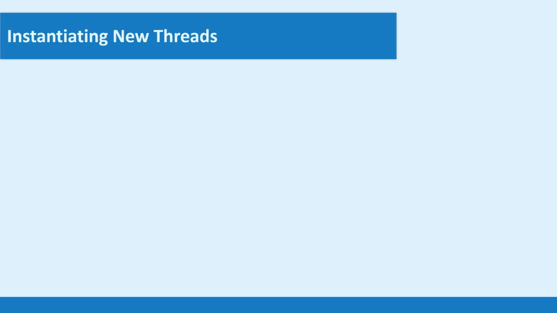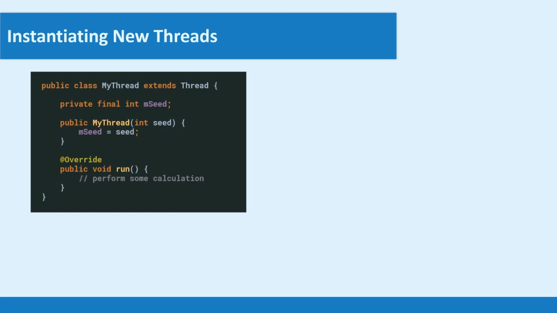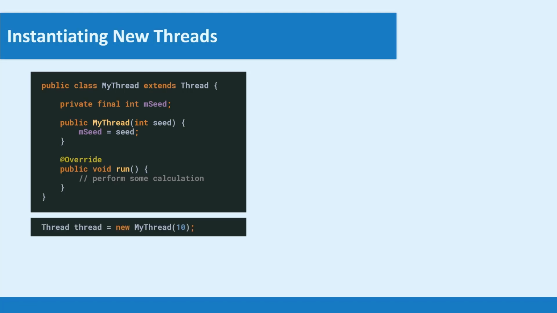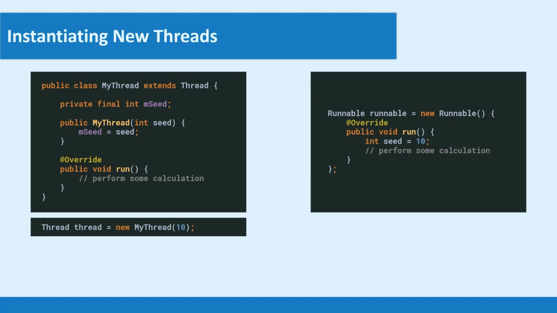The first one is to define your own class that extends from the Thread class. Inside your class you override the run method and then perform whatever actions you want to do in this new thread inside this method. Then after you have this class defined, you can instantiate a new object and assign it to some thread variable. The second approach involves a Runnable object.